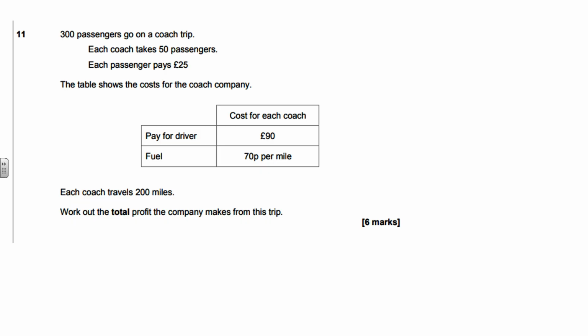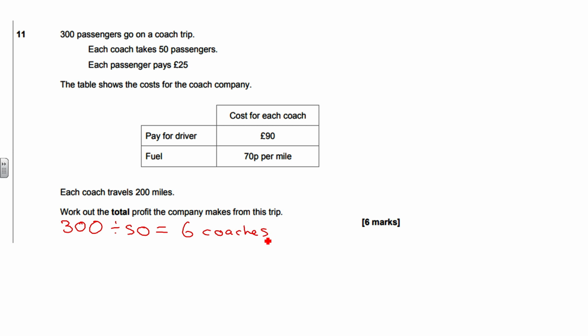Question 11. 300 passengers go on a coach trip. Each coach takes 50 passengers. Each passenger pays £25. The table shows the cost for the coach company. Each coach travels 200 miles, work out the profit. So, right, 300 passengers go, each coach takes 50 passengers. So that can be used to work out how many coaches I'm going to need. So 50, 100, 150, 200, 250, 300, 6 coaches are needed.